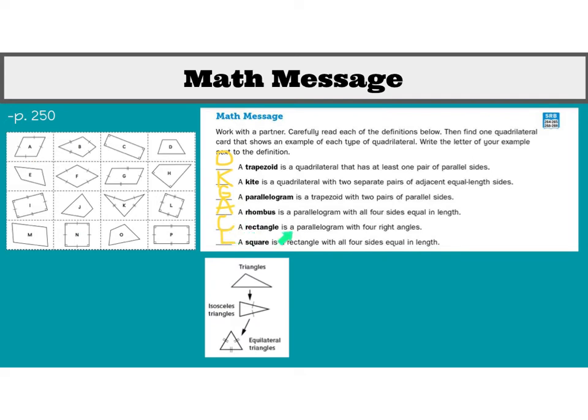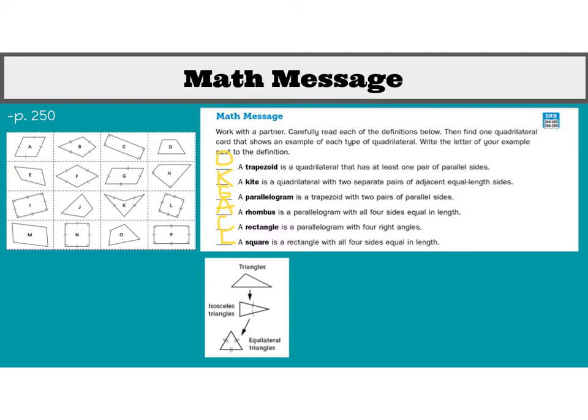A rectangle is a parallelogram with 4 right angles. So again, we're looking for a picture that has 4 right angles, which this one meets that criteria, but so does this one. A square is a rectangle with all 4 sides equal in length, which here is letter L. All 4 sides are equal in length, but they also happen to have right angles.